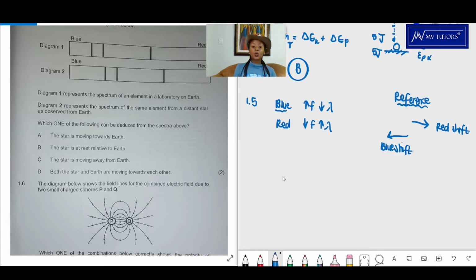If it is moving away from the Earth, it means your wavelength is longer and your frequency is lower, so we'll be looking at the red shift. Looking at our diagrams, the second diagram is shifted to the right, which is the red shift. And if it's the red shift, it means it's moving away because the wavelength is longer. So we are going to go with C in this case.